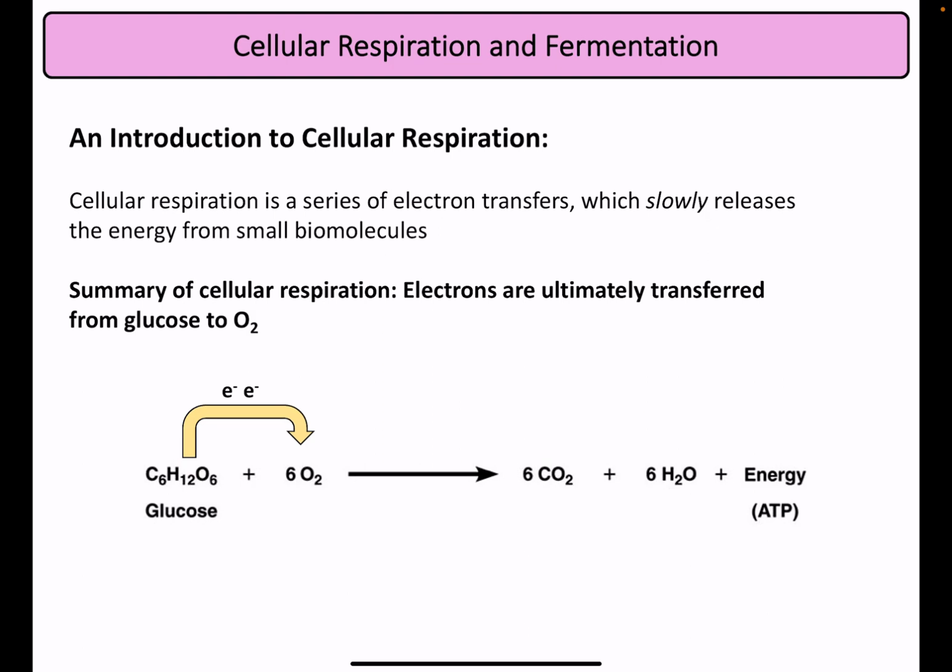Now, we will understand in the next video why we do that. Why on earth would you want to strip away electrons from food and give them to oxygen? What's the point of that? How does that help us make ATP? Well, the why portion of that will become more clear in the next video.